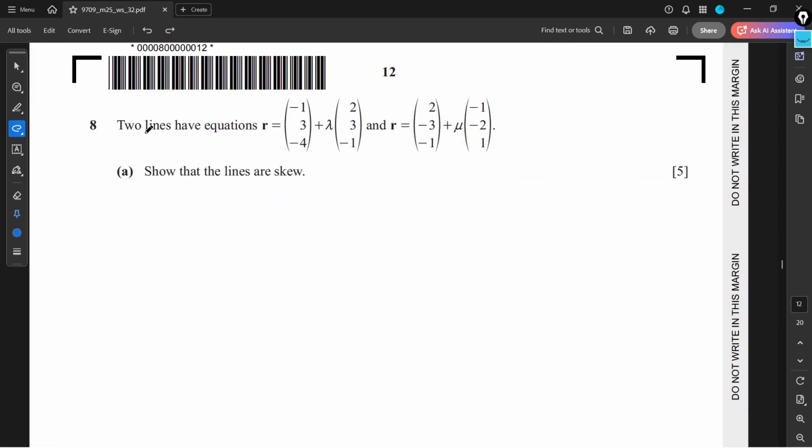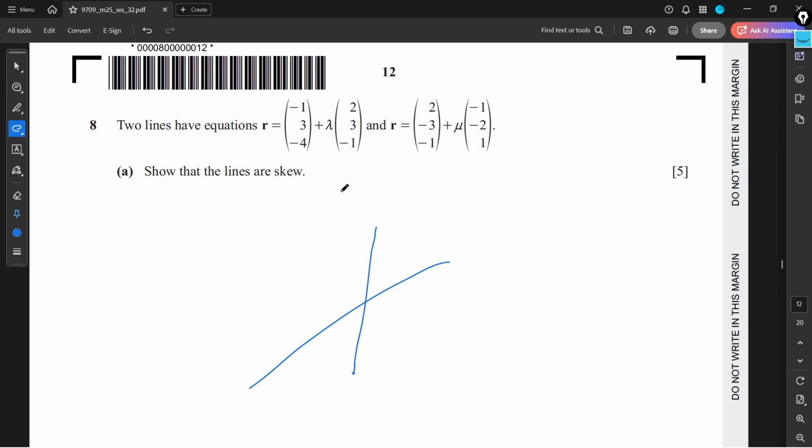Now for the eighth question, we are having two lines of equations in terms of vector format. We are having the first equation, the second equation of the line. And then in the first part, we're asked to show that the lines are skew. Skew lines basically means that they are not parallel to each other and they never intersect at a particular point. Rather, it's just that there are two lines on top of each other. So that is why you don't have any kind of intersecting point, and even they are not parallel.